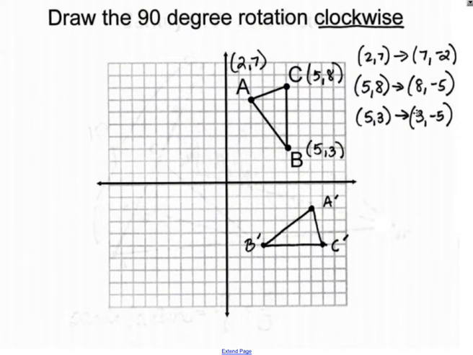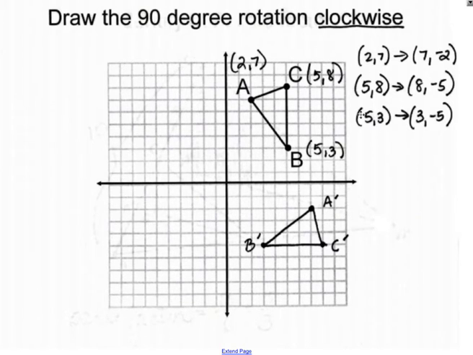This should be your result. You'll notice I have 2, 7. It goes to 7, -2. We take the y coordinate and move it to the x position, and then the x coordinate, move it to the y position, and you negate it. So if it's positive, it becomes negative. If it's negative, it becomes positive.